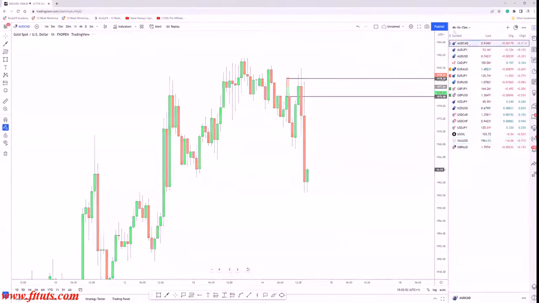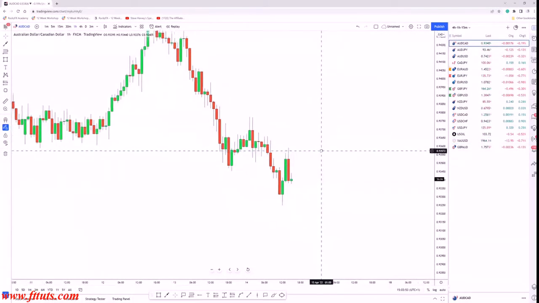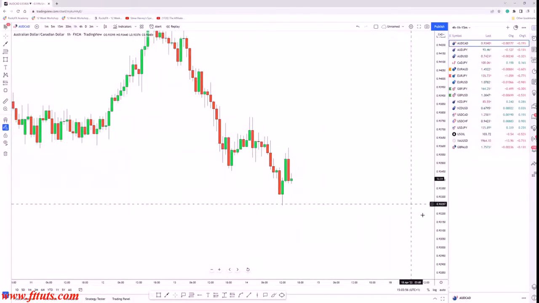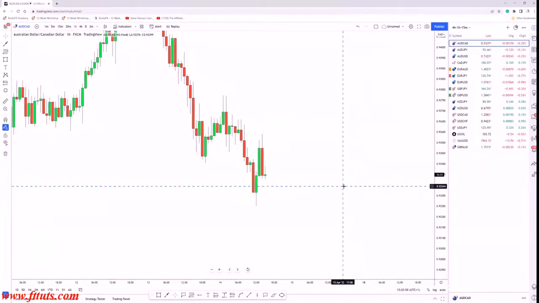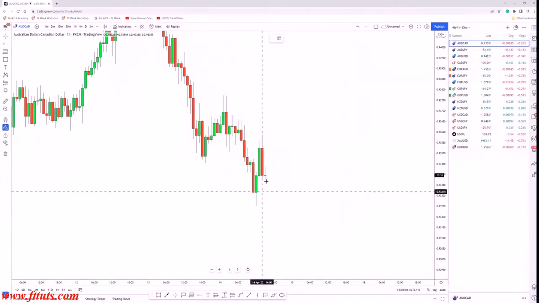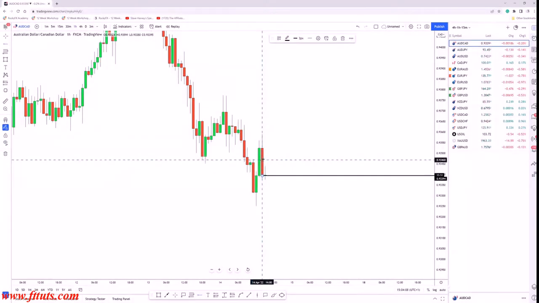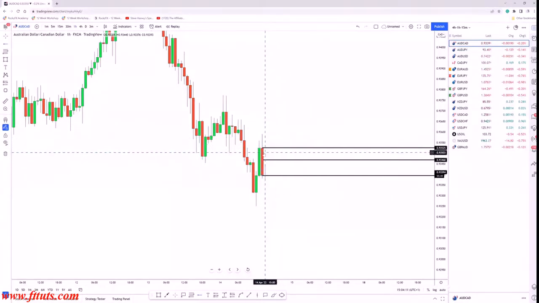AUD CAD, on the 1 hour. You see this and the previous candle closed bearish, right? So can we look for sales now? I don't know. It would make sense we can, but we have to see what's happening. Previous candle closed bearish, meaning I'm identifying Aussie dollar weak.